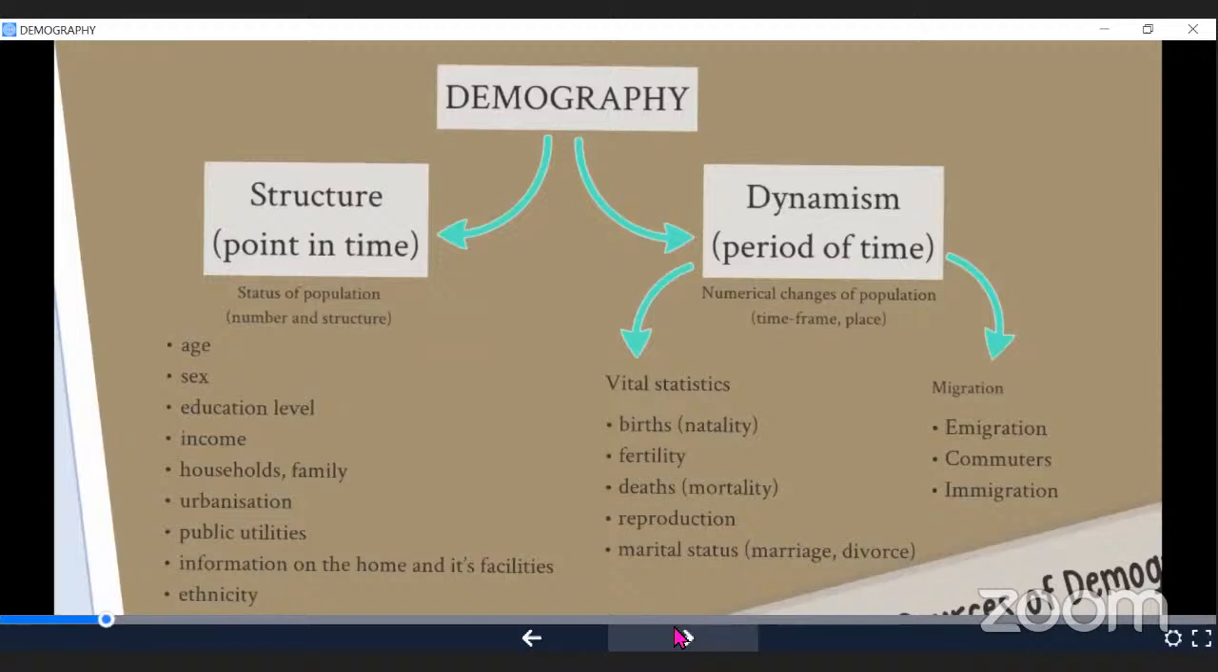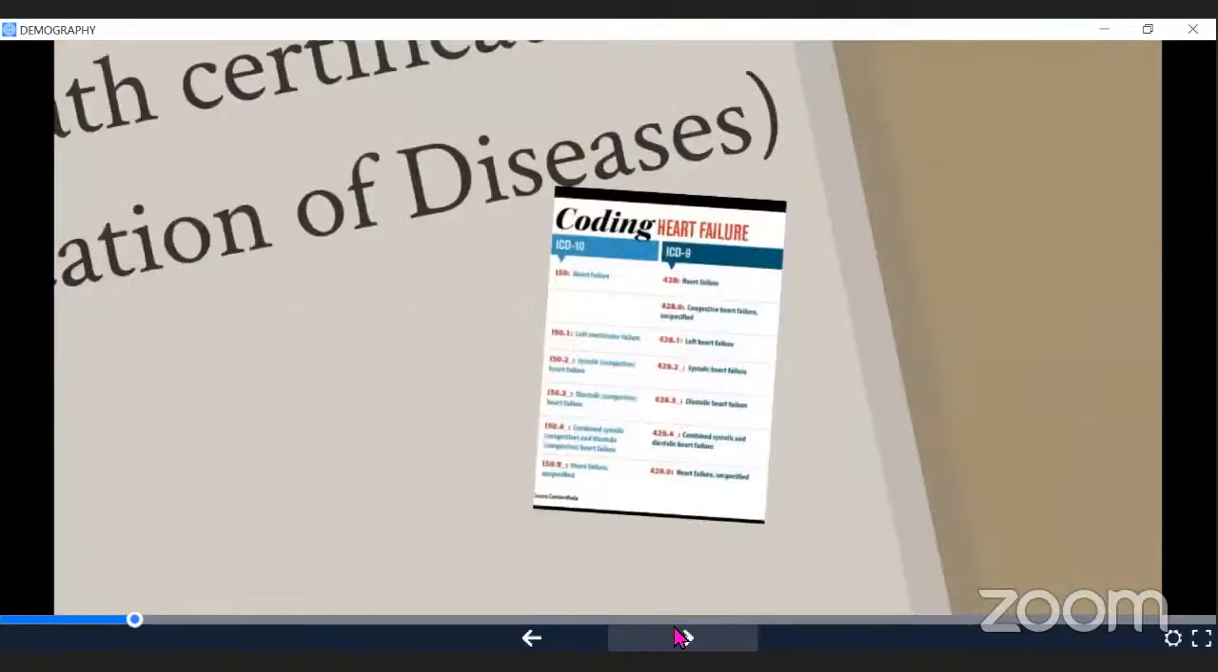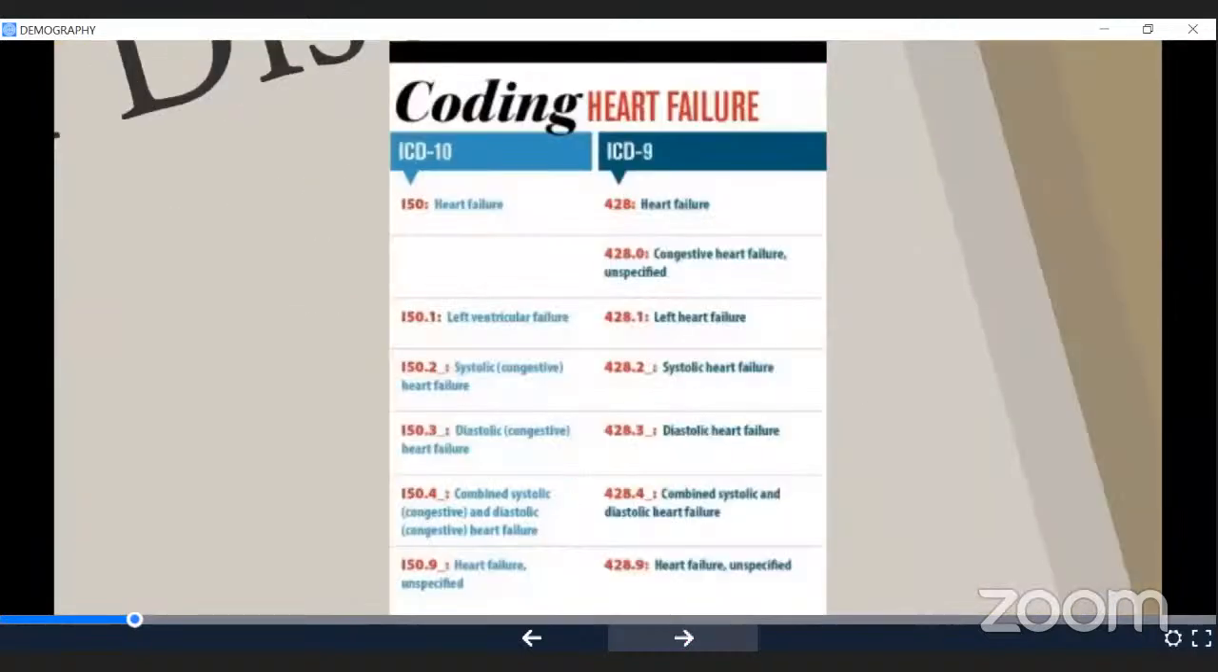Okay? So sources of demographic data would usually be the census, population dynamics would be your registration of births and deaths, residence registry, immigration registry, cause of death, etc. Okay, so that would be your coding if we have to look at what would be the causes of death. You will learn more of that when you become third year students.